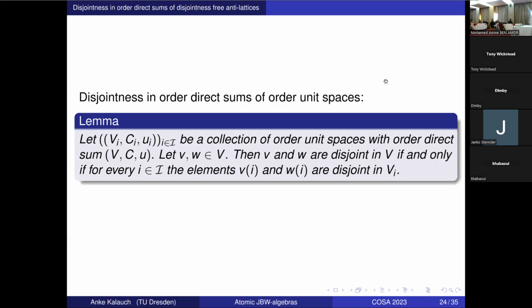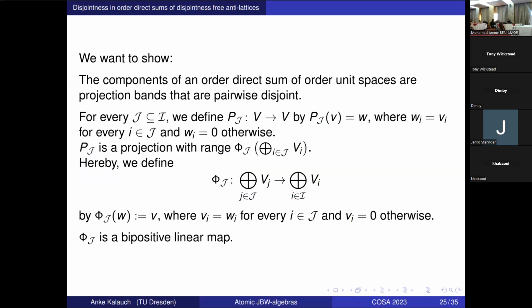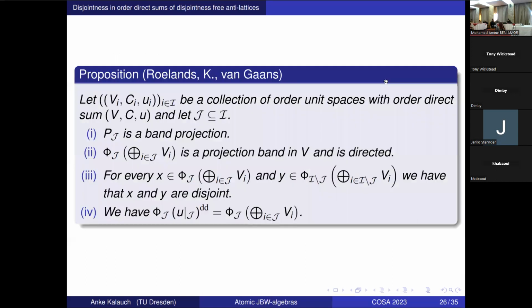If you have such an order direct sum of order unit spaces, then it happens as expected: two elements are disjoint if they are disjoint in every one of the coordinates. So this is not really a surprise. And what comes out is more or less that these components in this order direct sum are projection bands with respect to this generalized disjointness. So we get projection bands there. Let's maybe take the next slide. So this is the summary of everything.